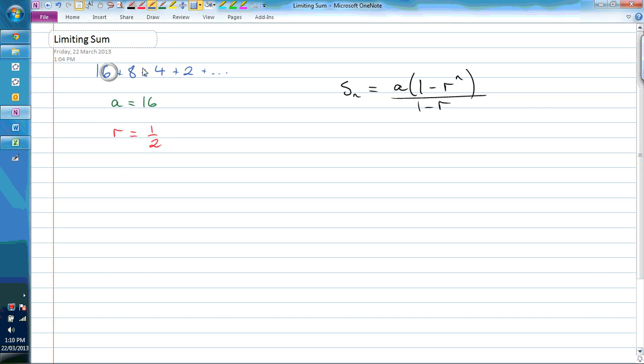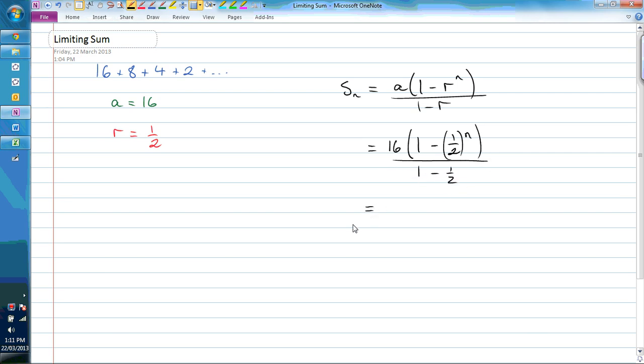So let's have a look at our formula from before. Here we have the same series, 16, 8, 4, 2. We saw that the limiting sum for this was going to be 32, so we've got something to check with. If I take the sum to n terms, I'm going to make the substitution without putting anything in for n just yet. So I'm going to have 1 minus a half to the power of n over 1 minus a half.